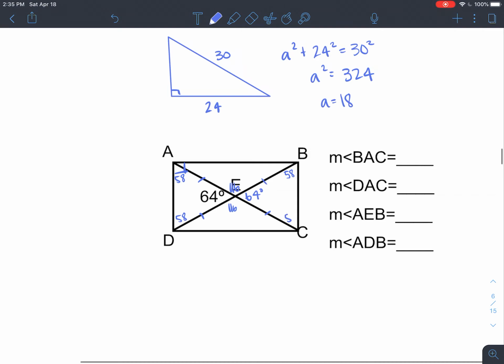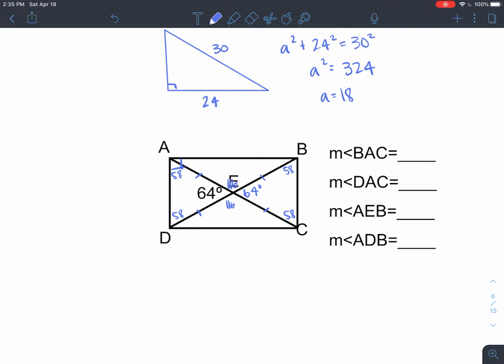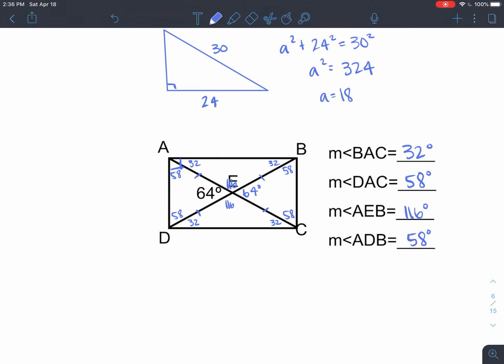those two. And then if I do 116, that gives me 64, so I'm going to have 32 and 32. And just to double check, if I add 58 and 32, that does give me 90, so we should be good to go. All right, so the measure of angle BAC is going to be 32 degrees. DAC is 58. AEB is 116. And ADB is 58.